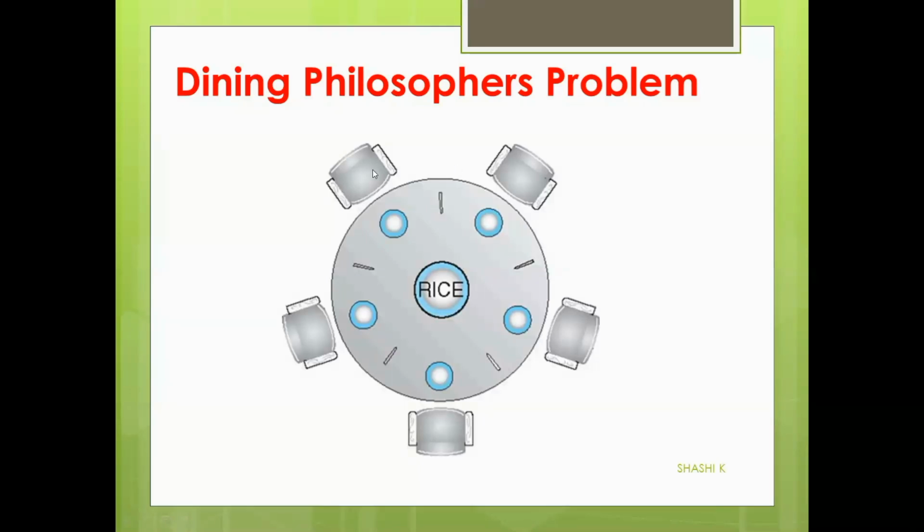Let's say this is philosopher 1. If this philosopher 1 has to eat, then his neighbors should be in thinking state. They should not be in eating state, because he will not be able to get the chopsticks. If his neighbor has already started eating, the philosopher cannot snatch the chopstick from the neighbor. So he has to wait until the neighbor finishes eating and keeps down the chopsticks again.